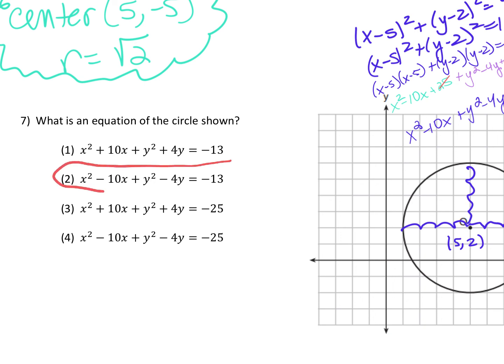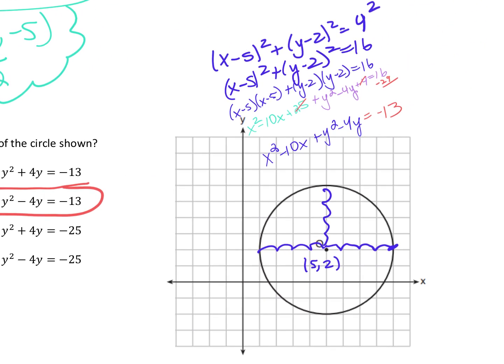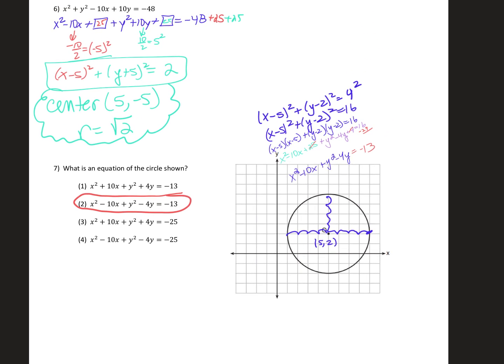Do you guys see how you just work backwards there? Yeah. All you do is if you have to find the equation that matches given a picture, you just FOIL. That's all we did. And then we move the constant to the other side. Does that make sense?